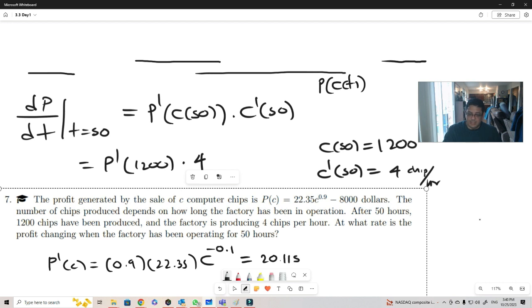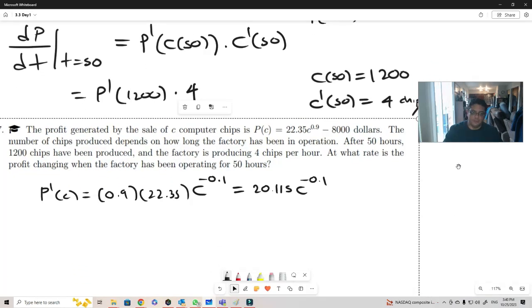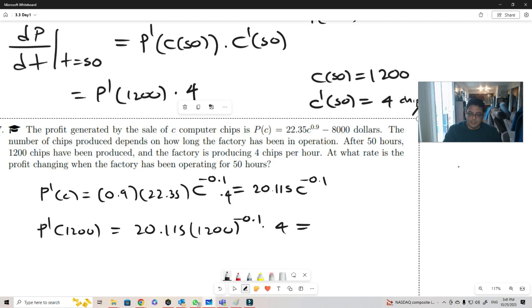20.115, and c to the minus 0.1, and we can plug in and see how much this is going to be when it's 1200. So this will be 1200 to the minus 0.1, and times 4. I forgot the times 4 here. And so that is going to give me around 39.60.